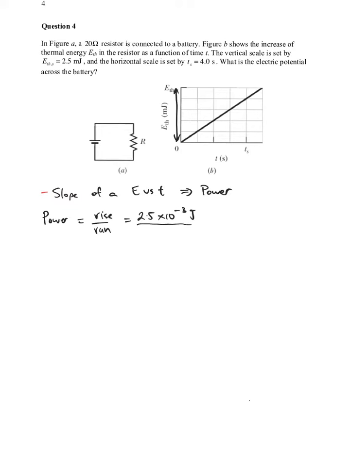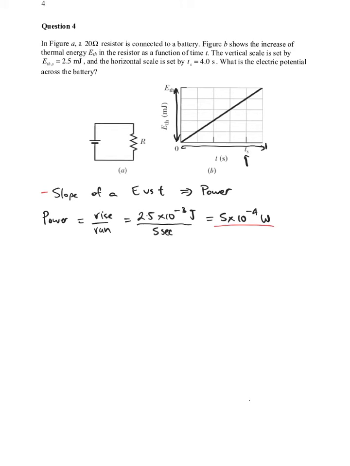The run of the graph is going to be this distance here, and we know that to this point here, to TS, that's 4 seconds, so to here it must be 5 seconds. So 5 seconds on the bottom. Joules per second is going to be in watts, and we get a value of 5 by 10 to the minus 4 watts. So that's our power. That's the power being dissipated across the resistor in the form of thermal energy.